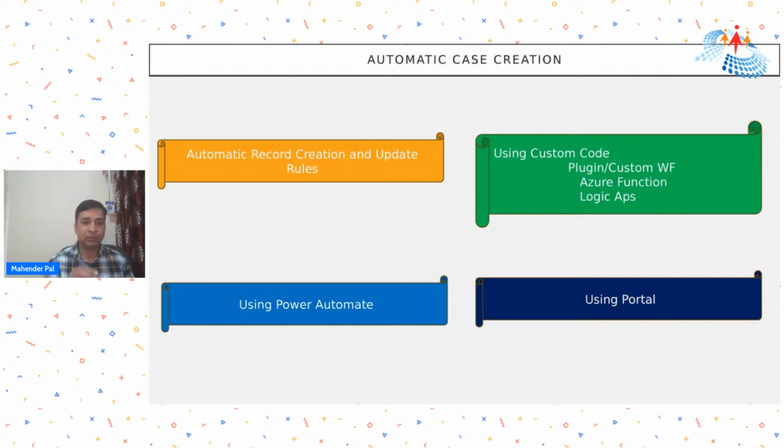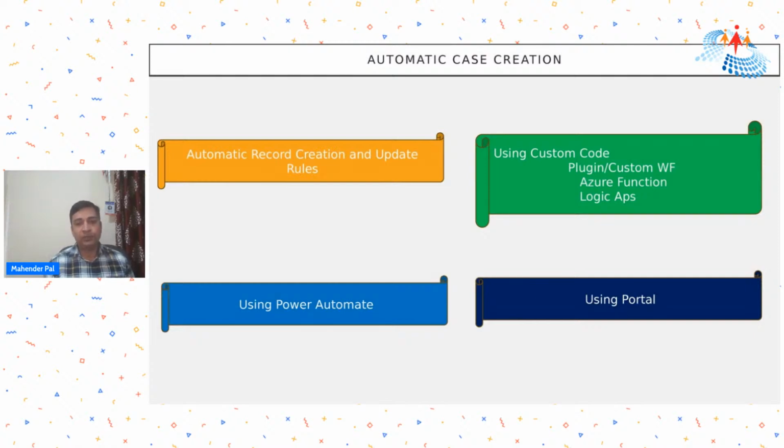So there is a set of different conditions and actions that we can use and configure in this option. And we can take whatever data is coming into that activity and put it on the case. That kind of thing is available in the automatic case creation rule that's there for us.